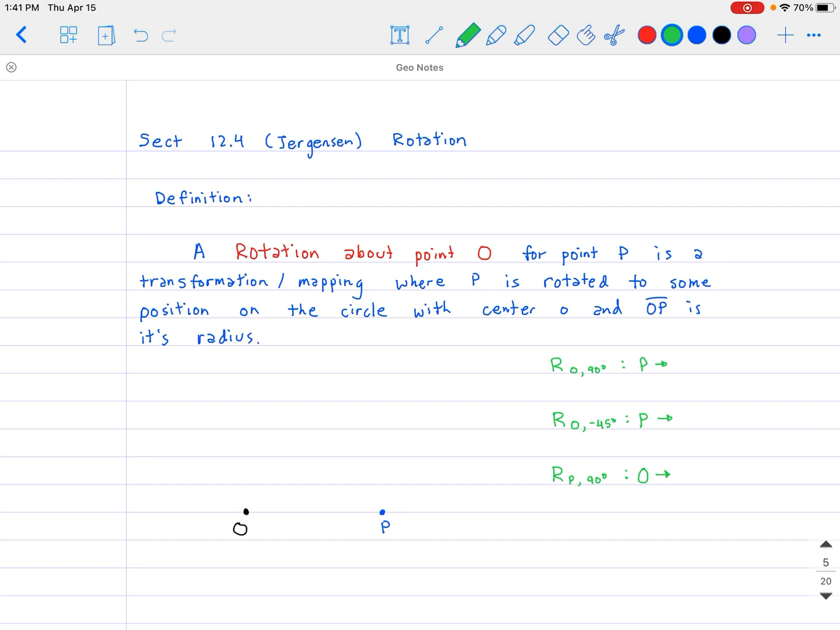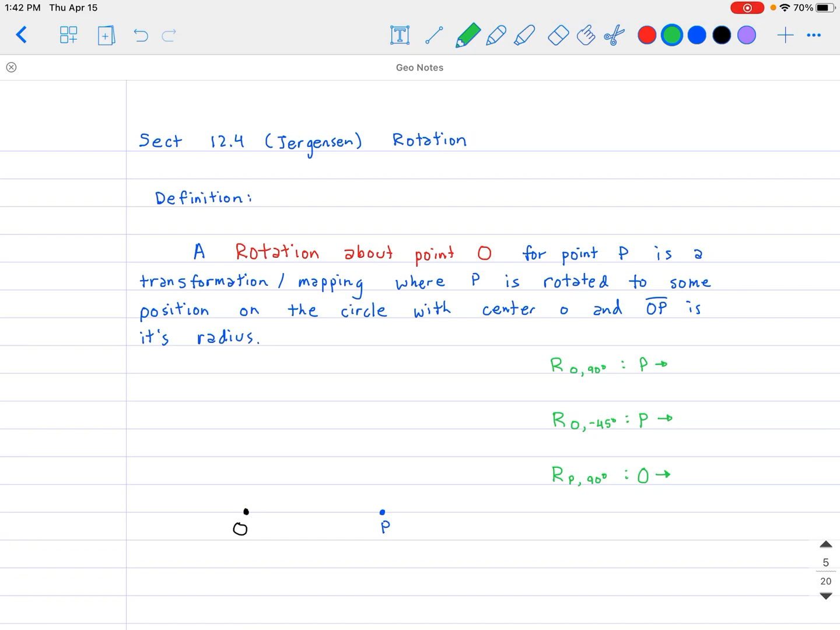Today in our class, we're going to be talking about rotation. Before this, we were talking about translation, basically moving or mapping your point left and right, up and down. And before that, we were talking about reflection. So this is going to be the next step in our mapping sequence.